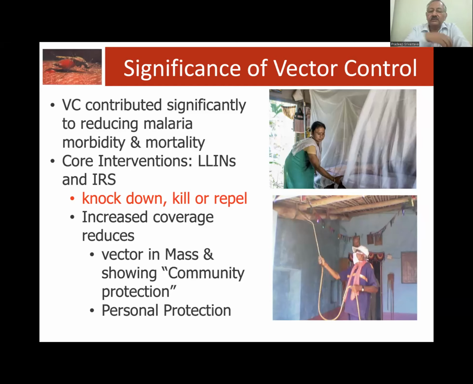So it protects the community also, because in mass the mosquitoes will come and take rest, whether they have taken blood here or there. If they rest, they will pick up the insecticide and their longevity will be reduced. In addition, definitely there is personal protection. So both LLIN and IRS are taken as core interventions for adult control.